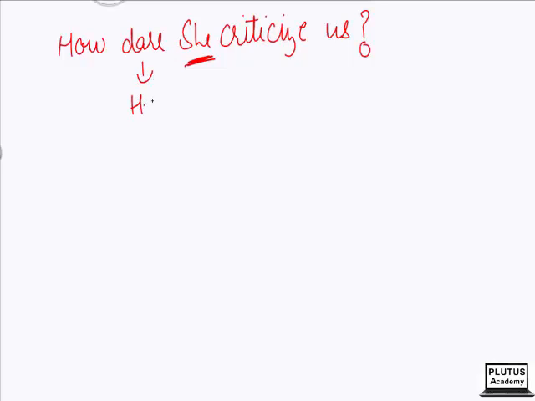How dare she criticize us? How dare she criticize us? So again, the subject of the sentence is she, and dare is present before the subject. That's why it's working as a helping verb here, and criticize is the main verb here. Okay.